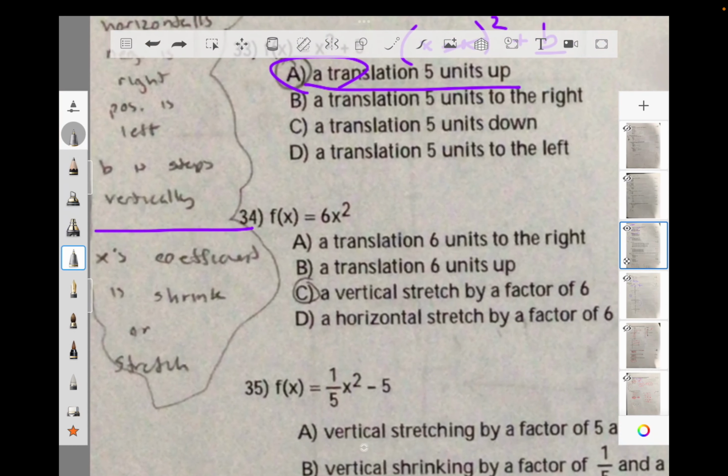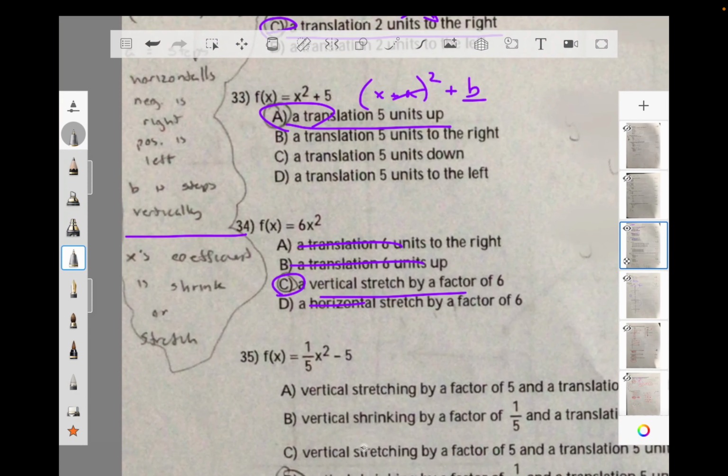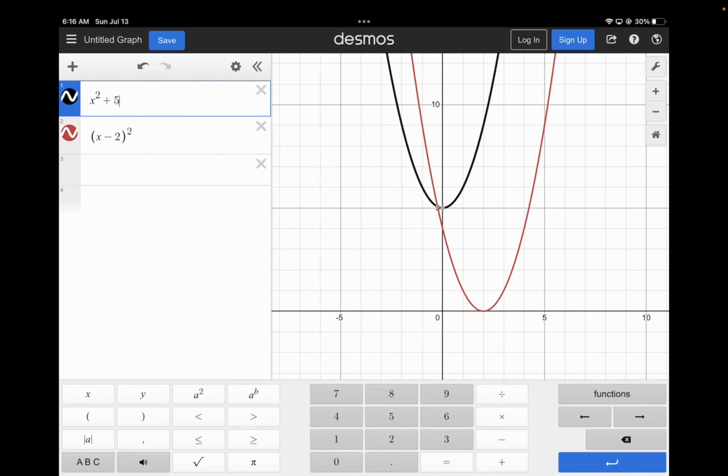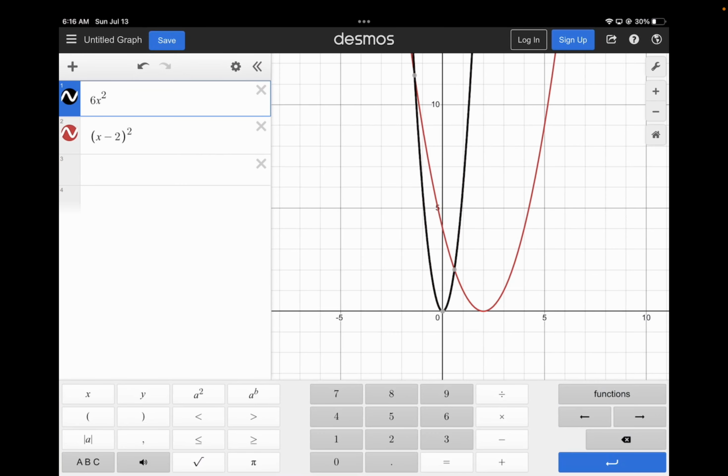So in this case, the coefficient in front of x squared is greater than 1, so it's going to be a vertical stretch by a factor of 6. It doesn't move, it stretches, so it can't be translations, and it's not a horizontal stretch, it's a vertical stretch. If you want to see it, it's going to get skinnier essentially. So this is the original. If I put a 6 in front, it's going to stretch upward, but it's going to get a little skinnier.